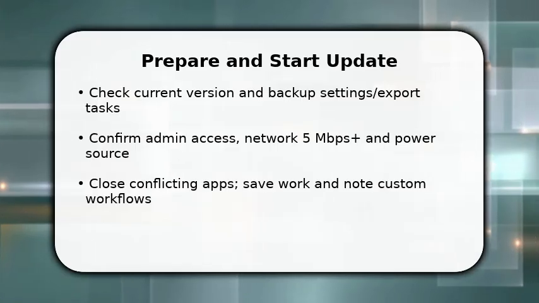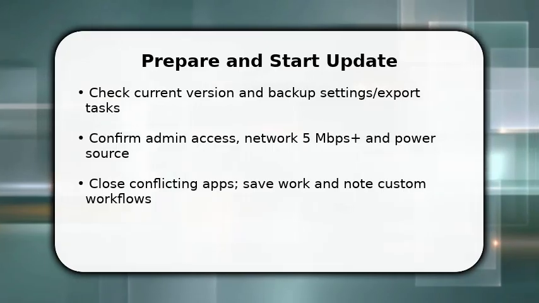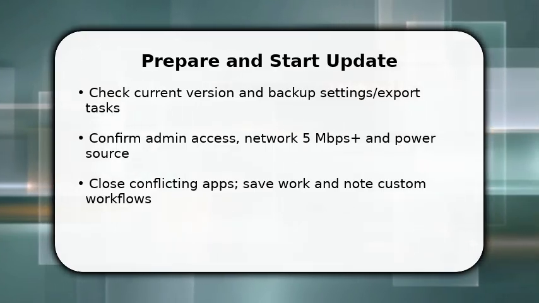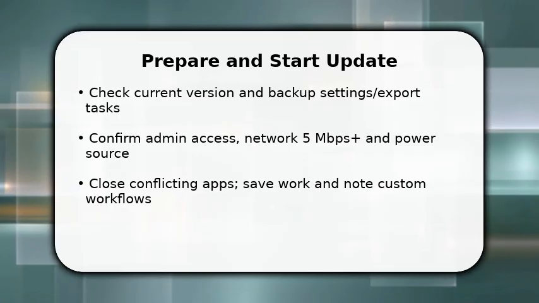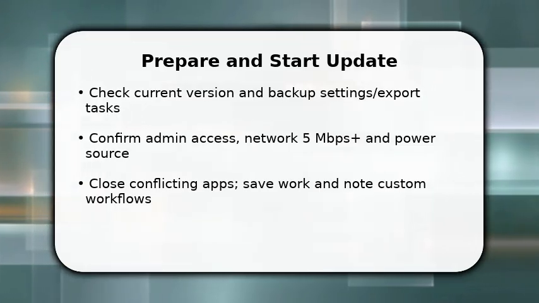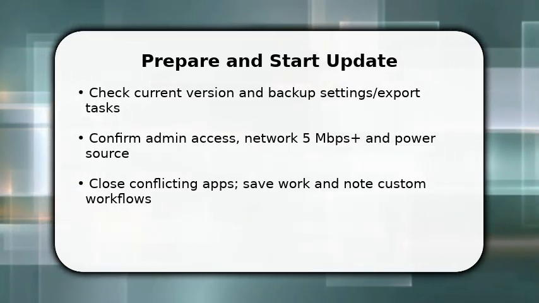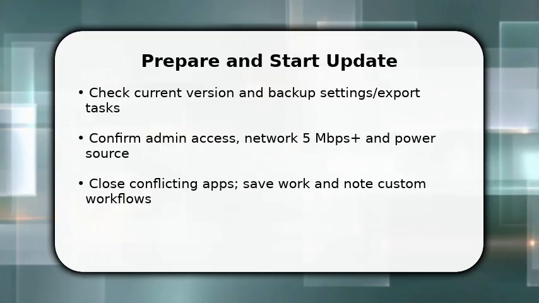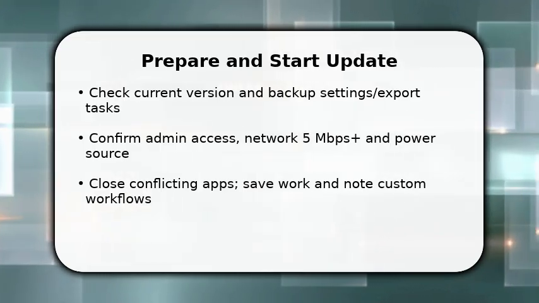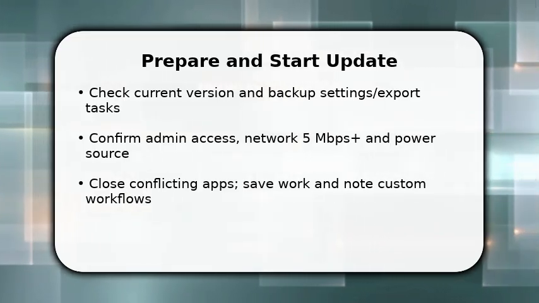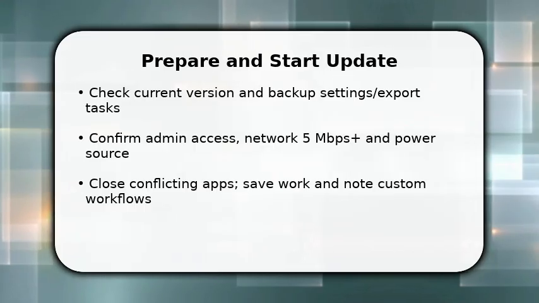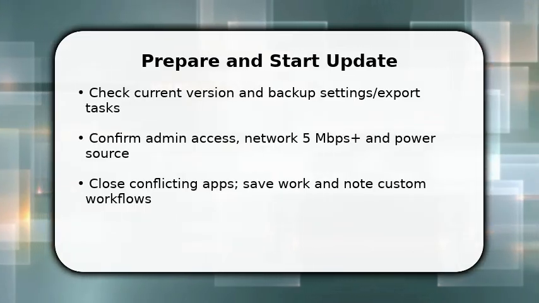You begin by confirming prerequisites and initiating the update process. Check the current version and export your task list so you can restore if needed. Once done, ensure you have administrator rights and a stable network connection, ideally 5 Mbps or higher, and connect power to avoid interruptions. Make sure conflicting apps are closed and running tasks are saved.